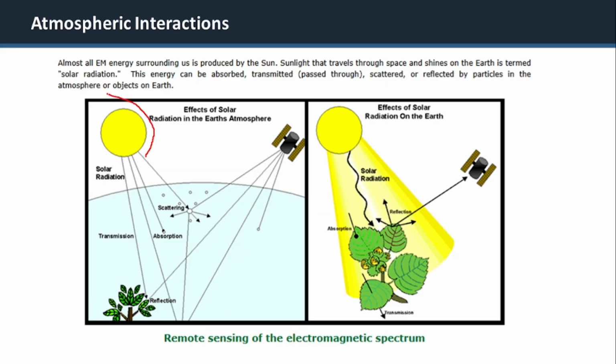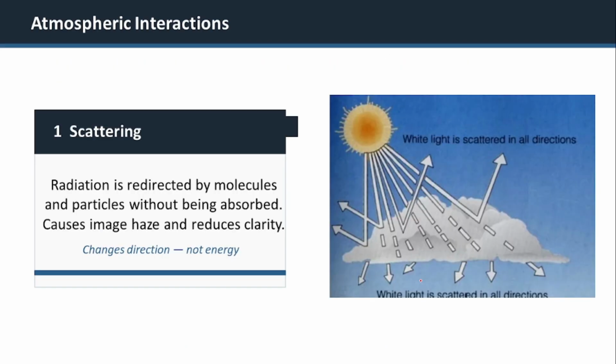When the sun emits the electromagnetic radiations, they are either scattered, absorbed, transmitted or reflected. These are the four different phenomena that happen before these electromagnetic radiations reach the sensor, the satellite that we are using for our purpose. Now I will explain it to you one by one, what happens in these interactions. This is a very important topic. We will start with the scattering.